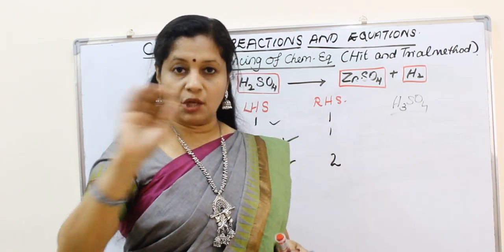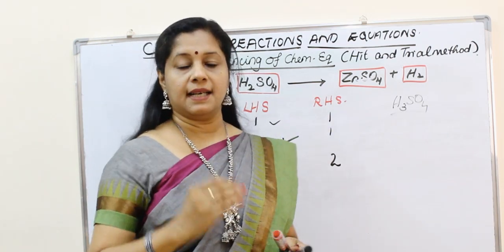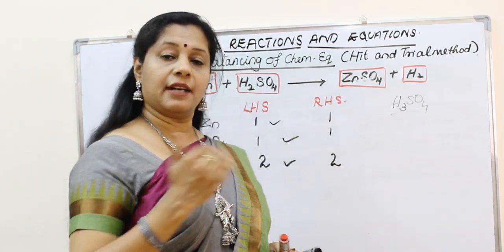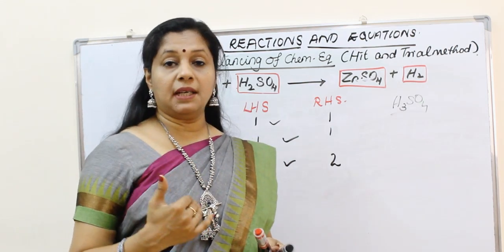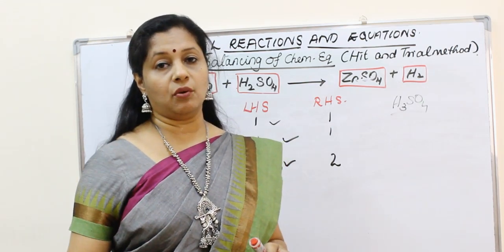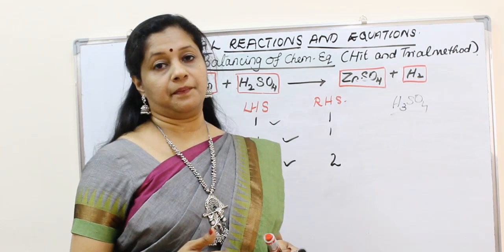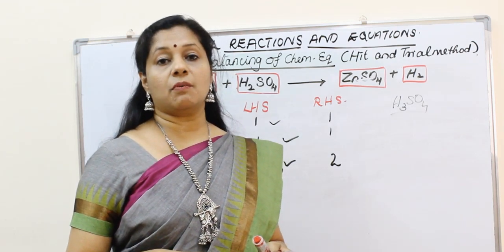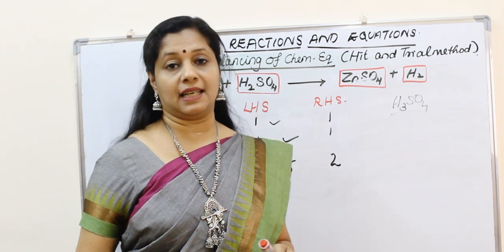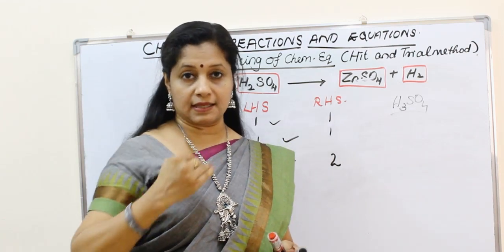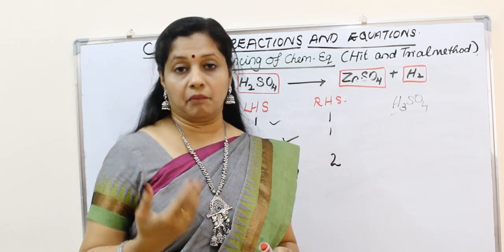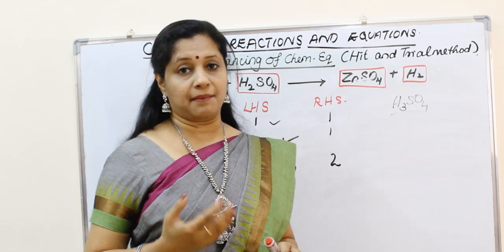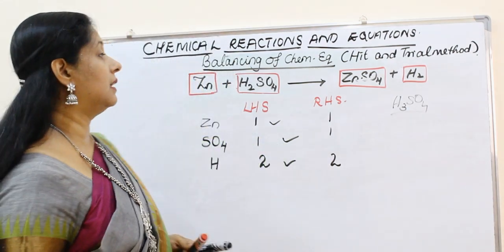Once you equalize the metal on both sides, then you find out which is the non-metal and go for it. If the non-metal is also balanced, then you can go for oxygen. Once oxygen is also balanced, only then do you go for hydrogen at the end. So if you follow this system, it will be easier and complications can be lessened.